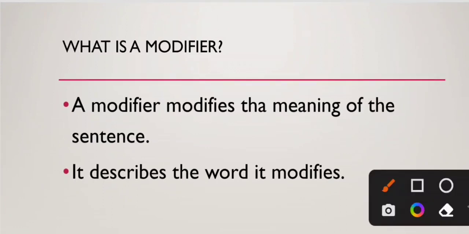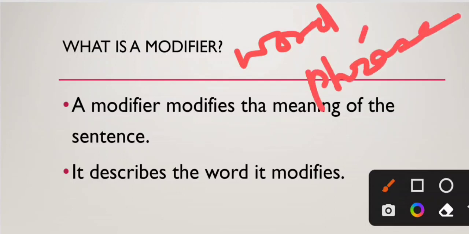So what is a modifier now? A modifier is a word. It's a phrase, clause. It modifies the meaning of the sentence. It enhances the meaning of the sentence. It makes the sentence specific. Clear. So a modifier describes the word it modifies. It's very important. A modifier describes a word in the same sentence.